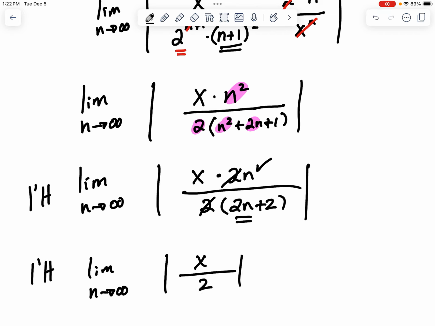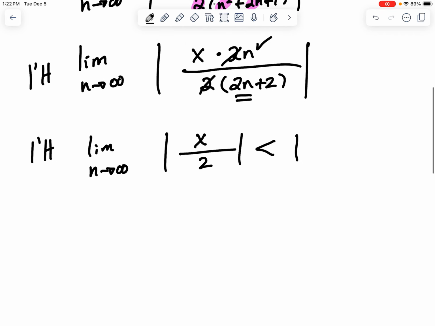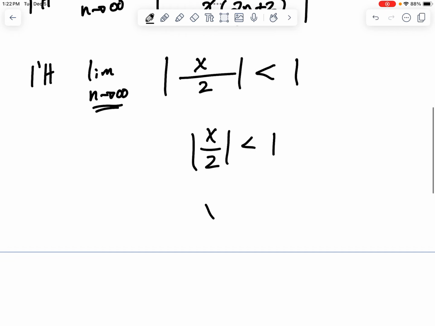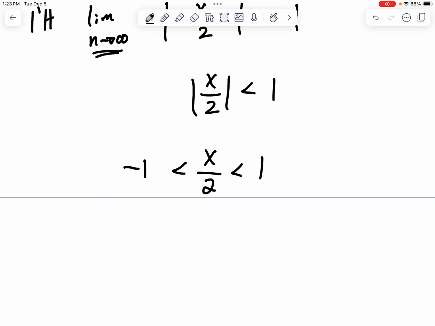And then this is the ratio test. So this converges as long as it's less than 1. Since the n is now gone, we don't need it anymore. And so we've got the absolute value of x over 2 is less than 1. Or you can rewrite that without the absolute value and say x over 2 is between a negative 1 and a positive 1. And then just multiply by 2. So if you multiply each of them by 2, it's going to say that x is between a negative 2 and a positive 2.